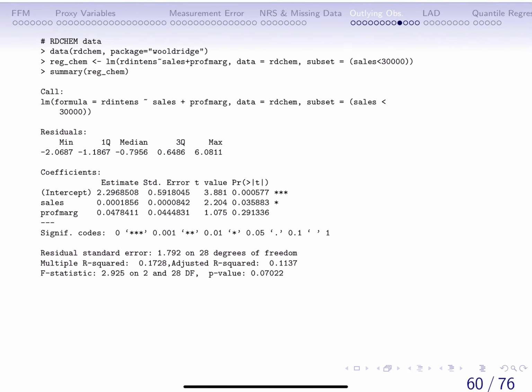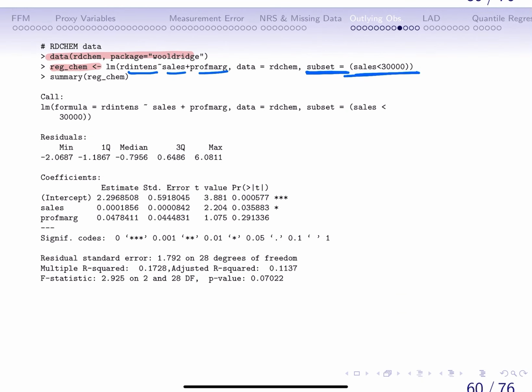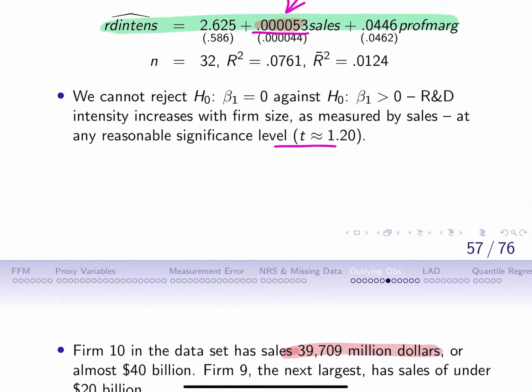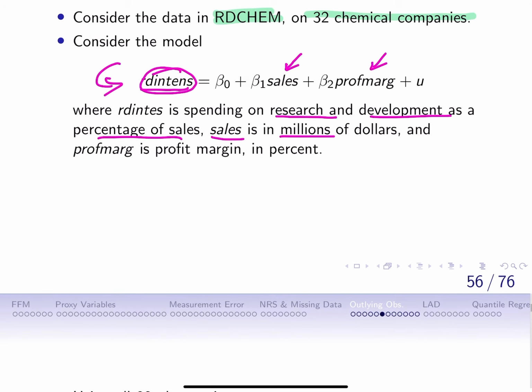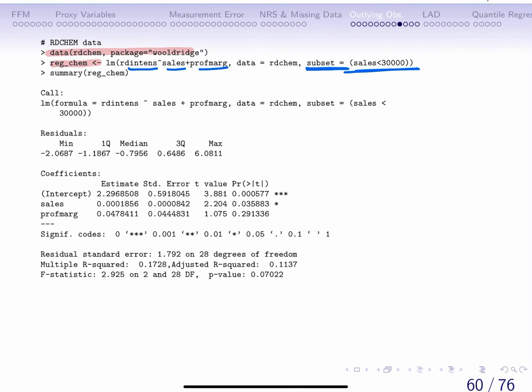And you can do this in R. You can download the data and regress the R&D expenditure on sales and profit margin. And you can subset the data to look at firms that only had sales less than 30,000, whatever the units are here. I believe it was measured in millions of dollars. So it's 30,000 million. That's a lot. It's a big number. But anyway, this is basically what the data set looks like.